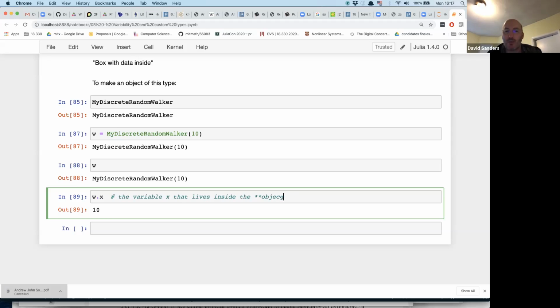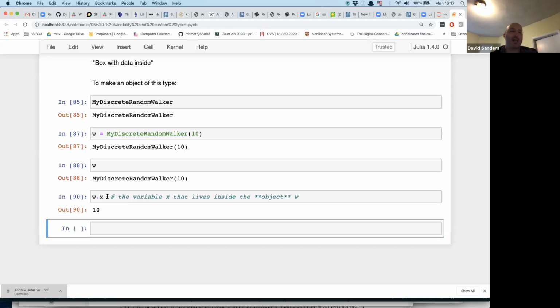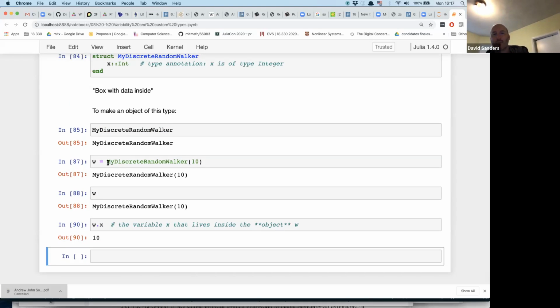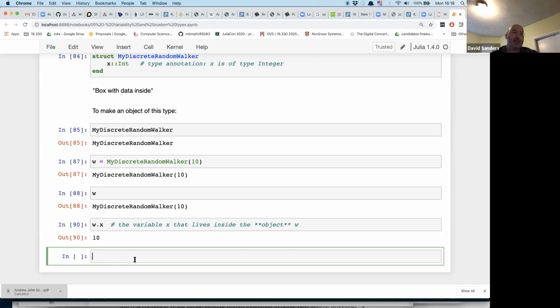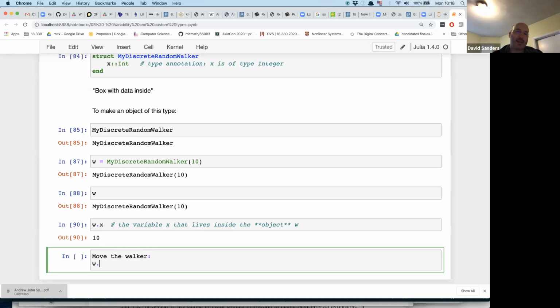So this is what an object is, object W. An object is like a variable with a particular type, and it has fields inside. So x is the only field that lives inside this object, and I can access its value like this, W.x. Great. Now I want to move the walker. So how do I do that? I do W.x equals W.x plus 1.